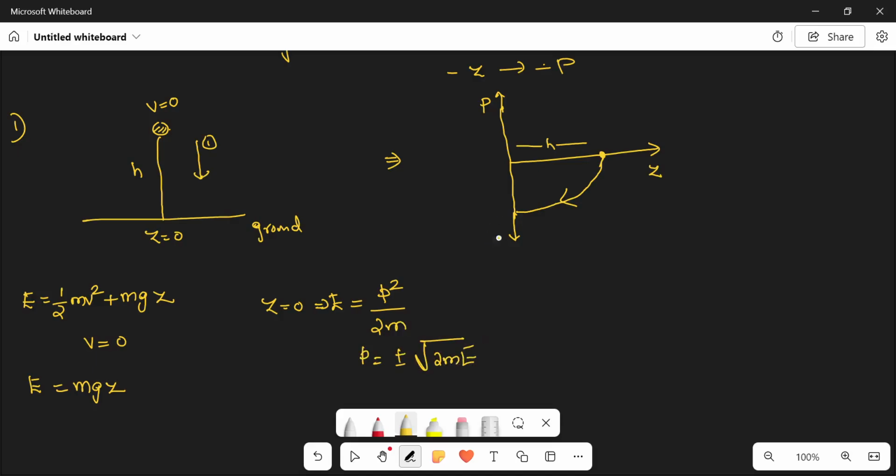So what would be the momentum at this position when the ball has reached the ground? I told you that it will be negative if it's coming down, so the momentum will be minus root 2mE. That is the momentum of the ball coming down. And in the next step, now this ball has reached here.